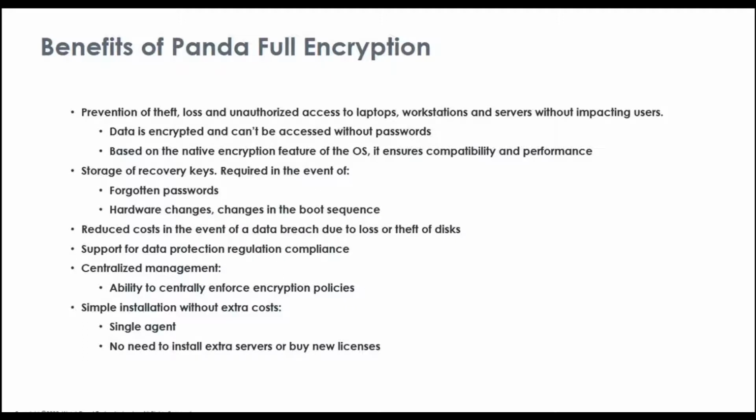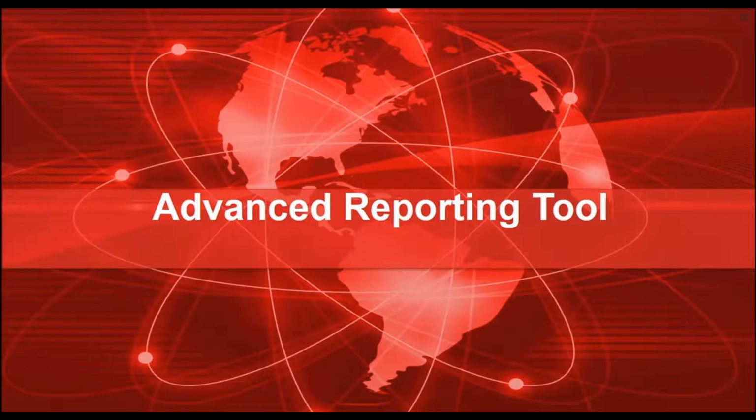A very important thing whenever you add any add-on module is to have centralized management, right? So you can definitely do all the configuration from the Aether platform, where you have the ability to centrally enforce all the encryption policies. And as I mentioned before, you have a simple installation without extra costs because it's a single agent. It's already deployed. If you have 8360, let's say, and it's been deployed, you don't need to do anything else on the endpoint to deploy any other agents. It's going to be using the same agent whenever you decide to add on a module like the encryption or the patch management.